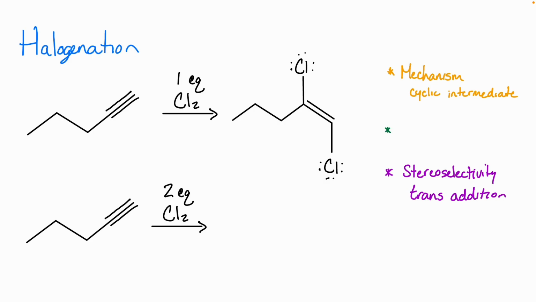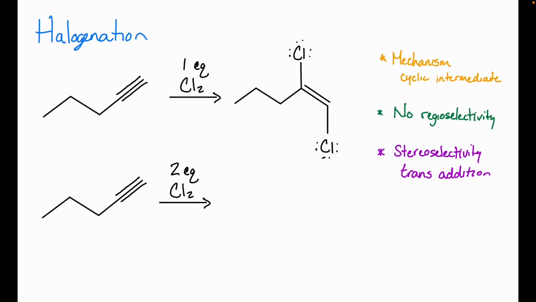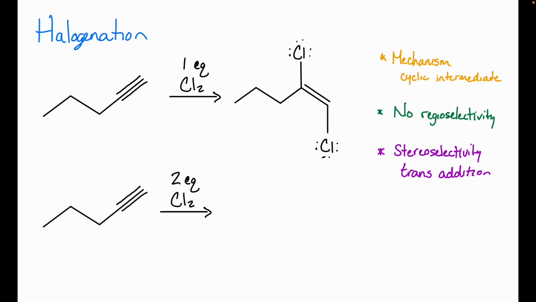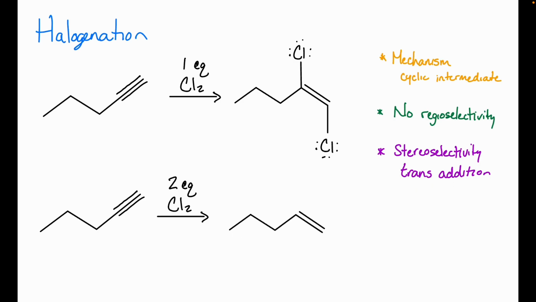And then the other thing that's nice about these reactions is because you're adding the same thing to either side, there's no regioselectivity to worry about. Okay, and if you have two equivalents of your halogen, then you will simply just have this reaction occur twice, putting two chlorines on either carbon.